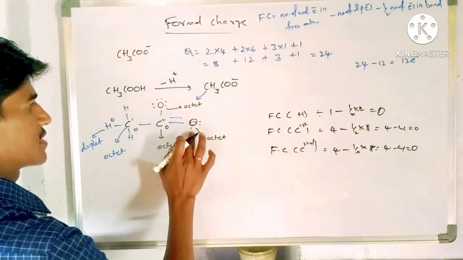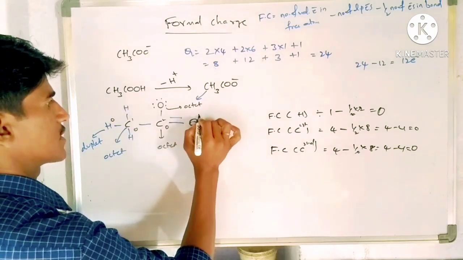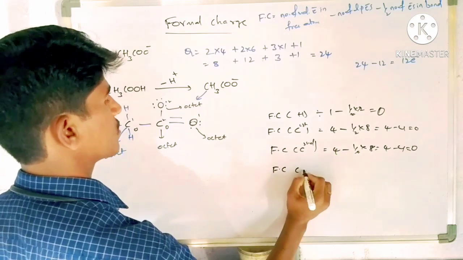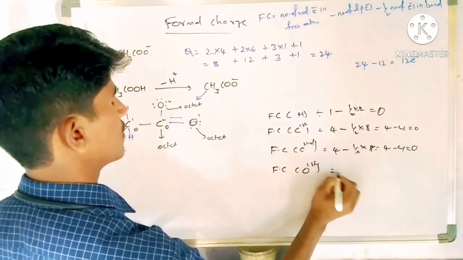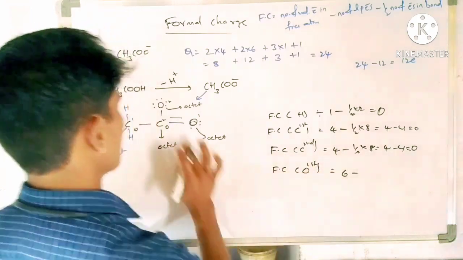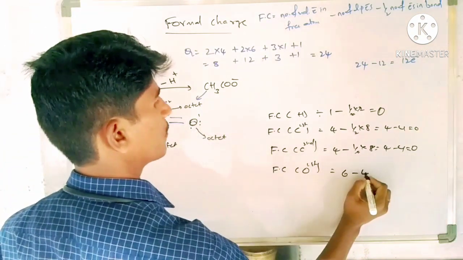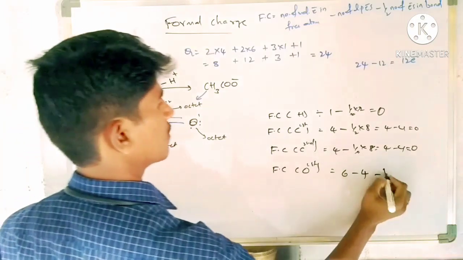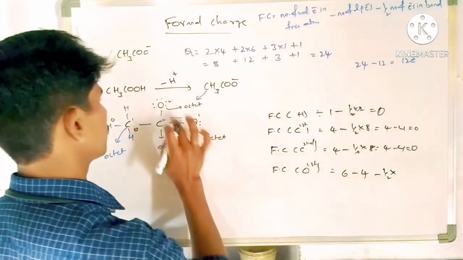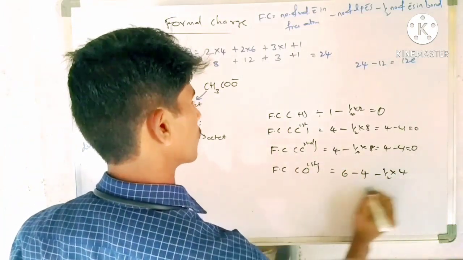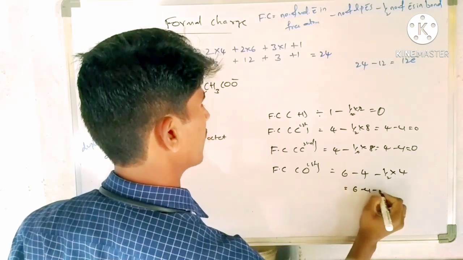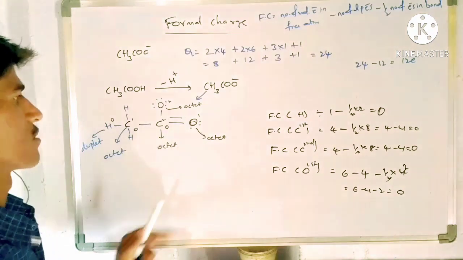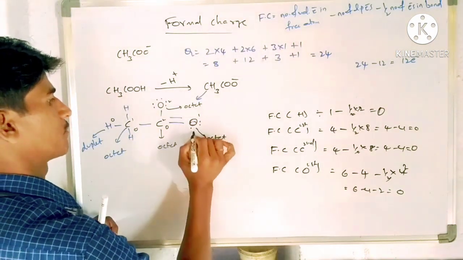Coming to the formal charge for this oxygen and this oxygen: this is the first oxygen, this is the second oxygen. For the first oxygen, valence electrons are 6, minus lone pair electrons 4, 1 2 3 4, and bond pairs 1 by 2 into 4 electrons, so that is 6 minus 4 minus 2, which equals 0. So the formal charge for this is 0.